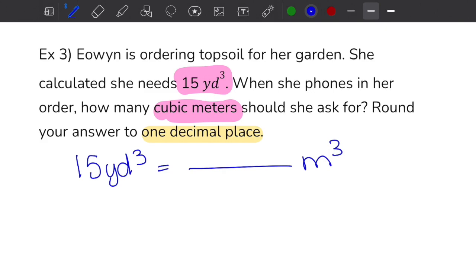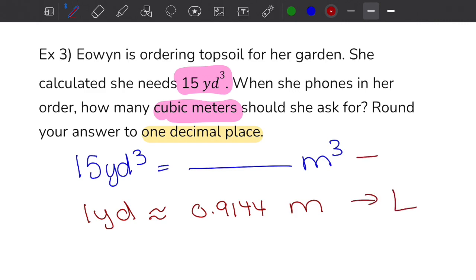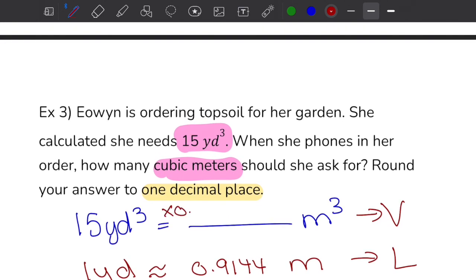All right, so the solution is as follows. I'm going to use the same conversion. 1 yard is approximately 0.9144 meters. And again, this is for length, but this is for volume. So here we multiply by 0.9144. So here I will multiply by that number 3 times.